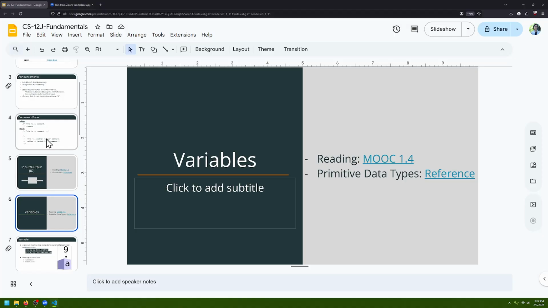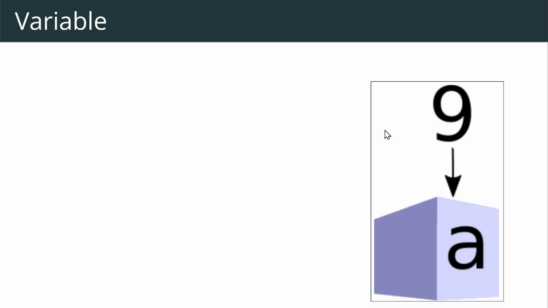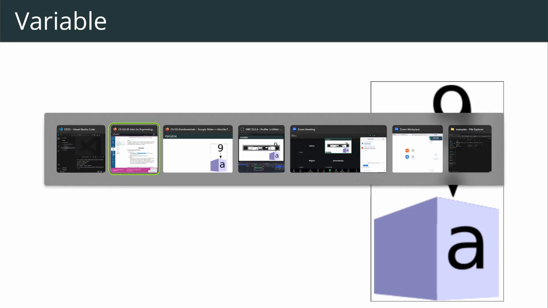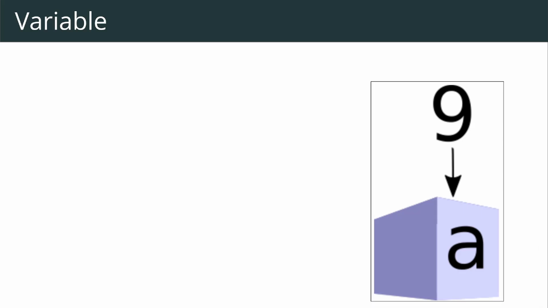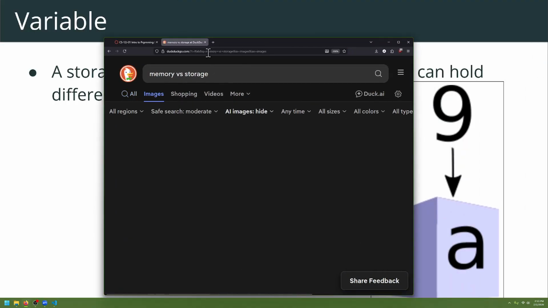Cool, yeah, variables is very similar to the terminology in math. In computer science, you can think of a variable as a location in memory that can possibly change. A lot of programs require you to store data. So you can store this data in memory. By the way, do folks know the difference between memory and storage? I'm just going to pull up a picture real quick.